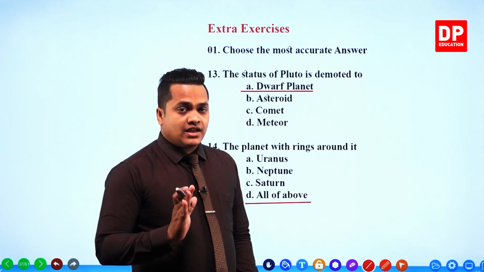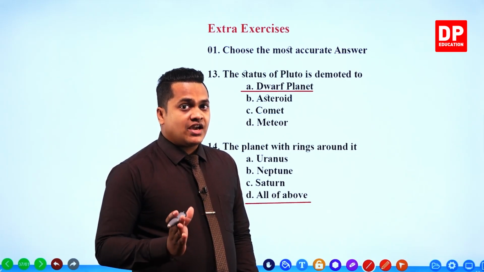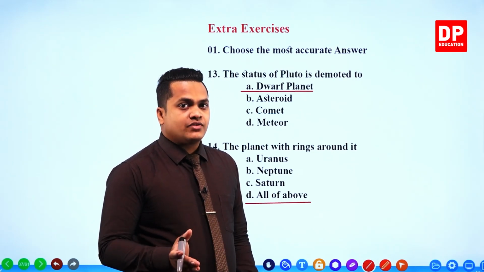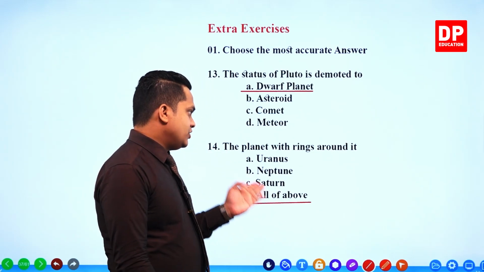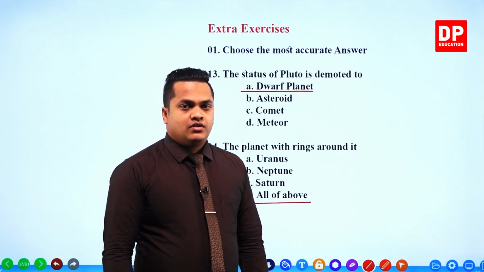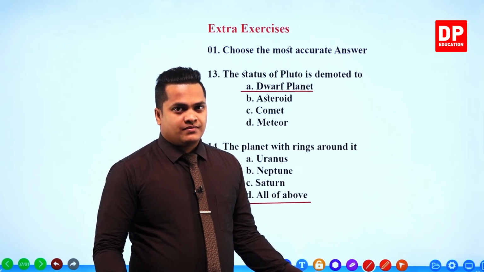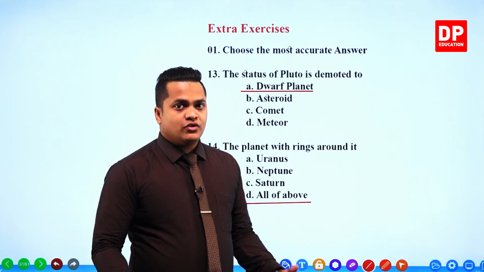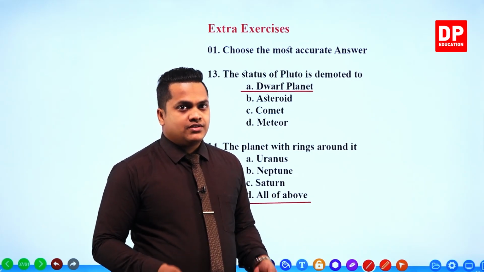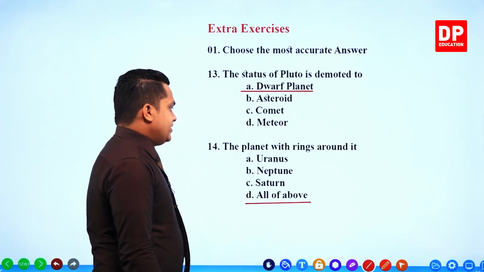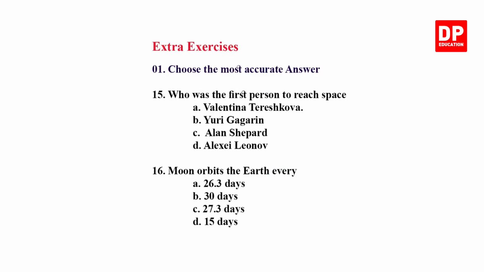Right? Remember, Saturn is not the only planet that has rings. There are several other planets that have rings. These are examples: Uranus, Neptune. Right? However, those things are not that clearly visible to us. Even though they are not clearly visible to us, these planets contain rings. Okay. Right then, question number 15.